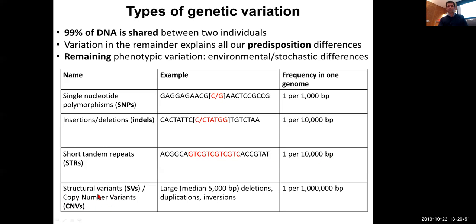And then lastly, there are the elephants in the room, which are structural variants and copy number variants, so CNVs and SVs. These are big deletions, duplications, or inversions. And there's about one of those every million bases. Everybody with me so far?